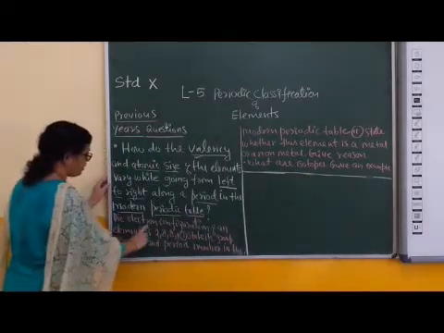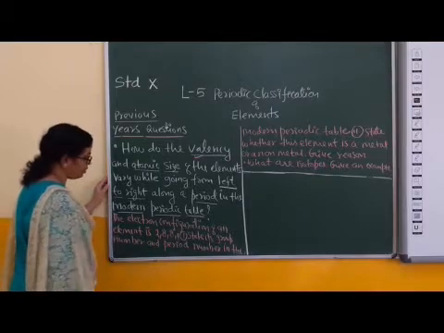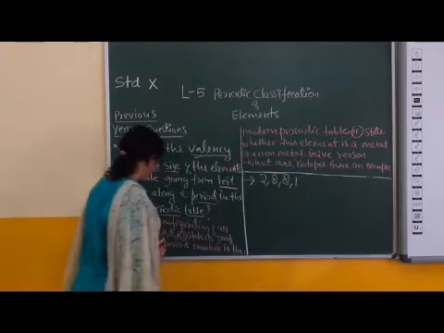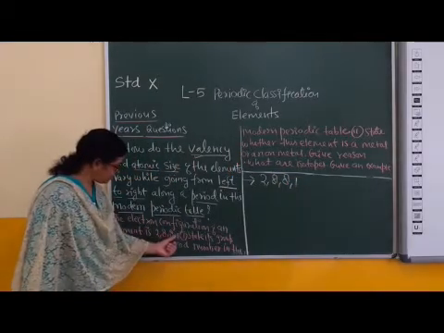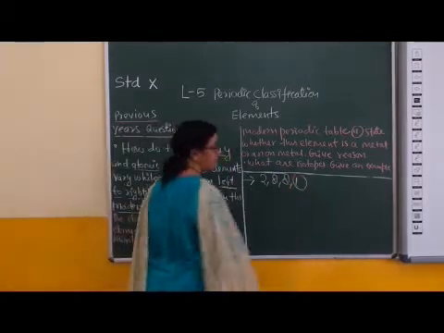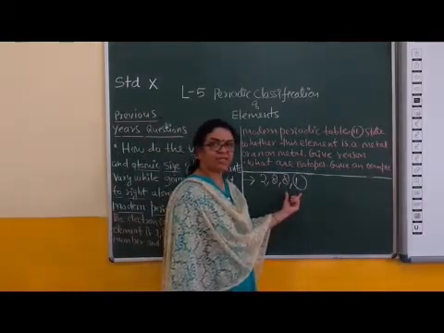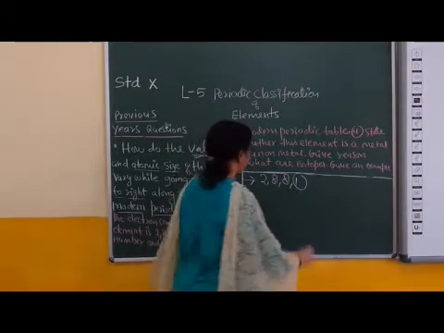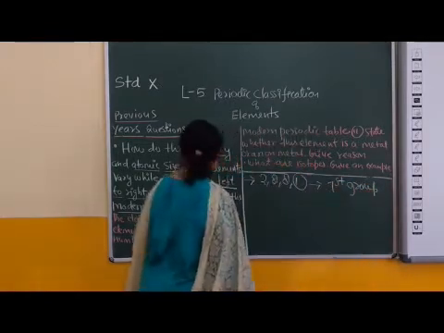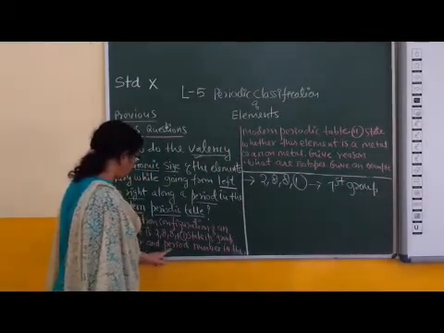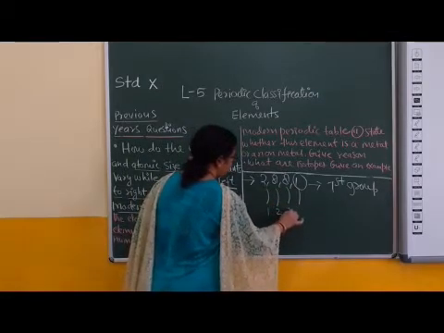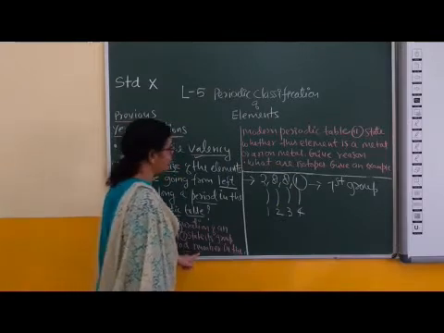Now children, answer this one. The electron configuration of an unknown element is 2, 8, 8, 1. First, state its group number. Group number is 1, right? The number of valence electrons decides the group number of any element. What is its group number? First group. Now, period number. The number of orbits: 1, 2, 3, 4. Right? Its period number is 4.